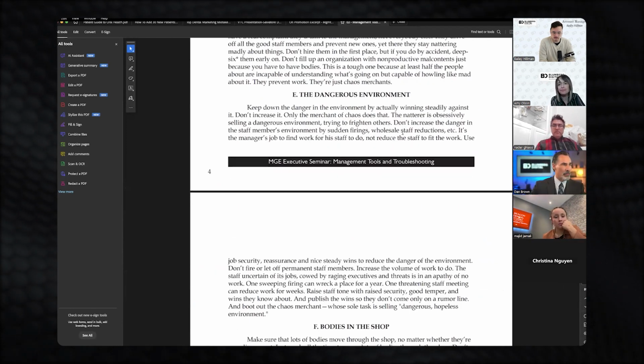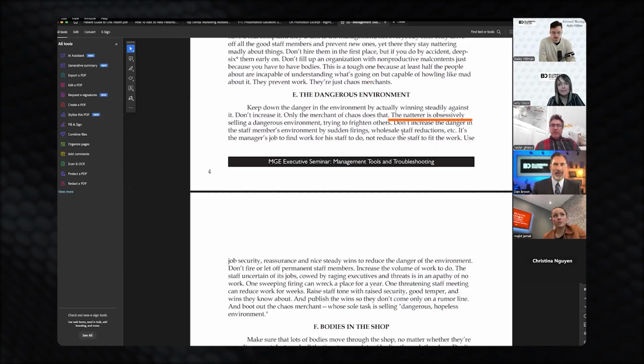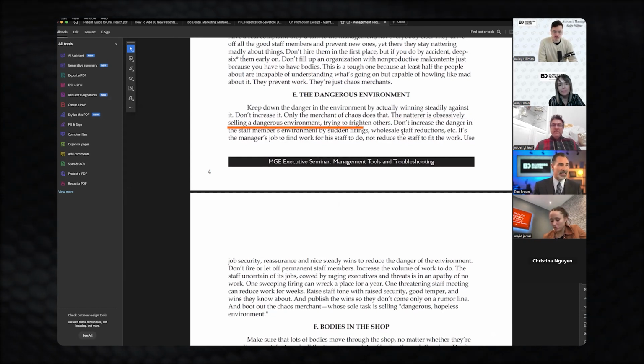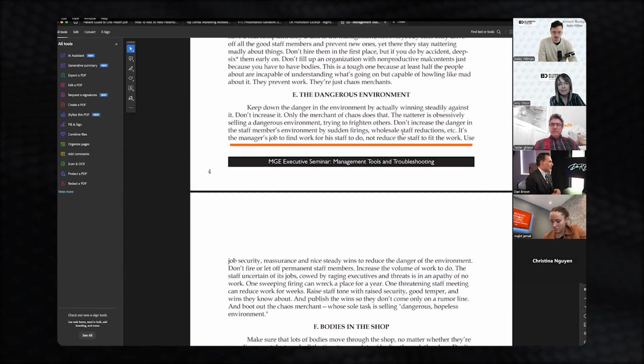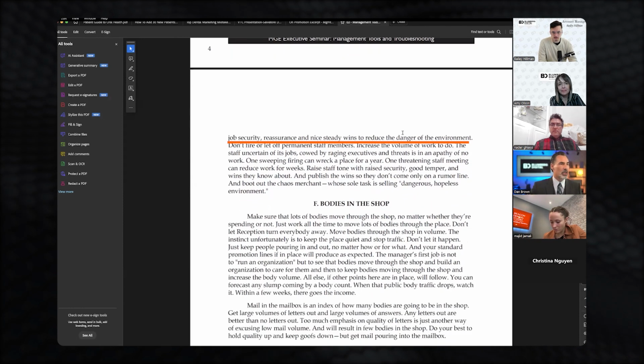The dangerous environment. Keep down the danger in the environment by actually winning steadily against it. Don't increase it. Only the merchant of chaos does that. The natterer, the person who's spreading bad news and problems and rumors about people, is obsessively selling a dangerous environment, trying to frighten others. Don't increase the danger in the staff member's environment by sudden firings, wholesale staff reductions, etc. It's the manager's job to find work for his staff to do, not reduce the staff to fit the work. Use job security, reassurance, and nice, steady wins. I'm going to say that last part again. Reassurance and nice, steady wins to reduce the danger of the environment.